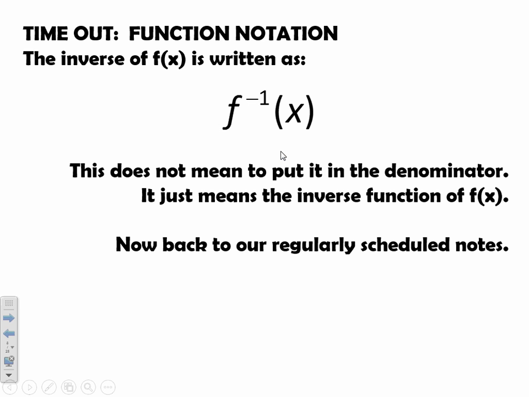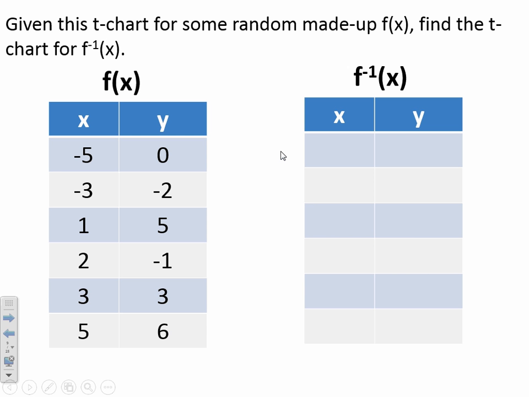All right, back to our normal notes here. Given this t-chart for some randomly made up f of x, this is on the front of your notes. You can follow along with me. It's right below the box, sort of in the middle of the page. Given this t-chart, find the t-chart for f inverse of x. So if you know the inputs and outputs for f of x, see if you can fill in the inputs and outputs for f inverse. This is a great time for you to pause the video, do it on your own, and then unpause and check the answer when you get back.